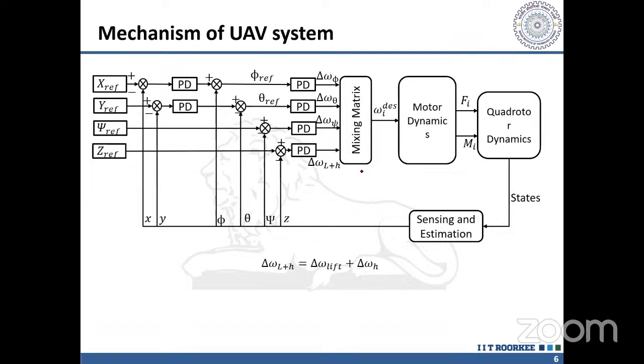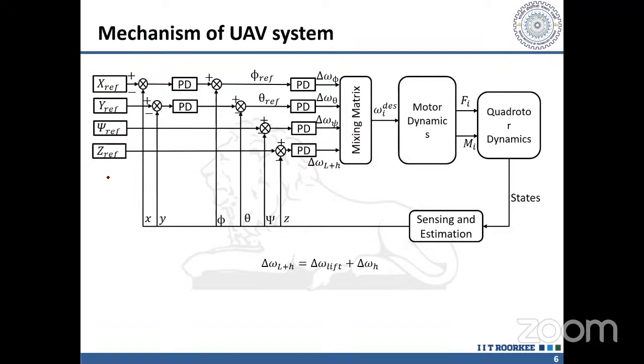Simultaneously, we have to control all the speeds of the motors with propellers so that we can use the mixing matrix approach. So here, this diagram is based on a PD controller approach, PID or PD controller approach. So here we are using a PD control, proportional derivative control, and we are giving the reference directly to the X reference, Y reference, or Psi reference, or Z reference.